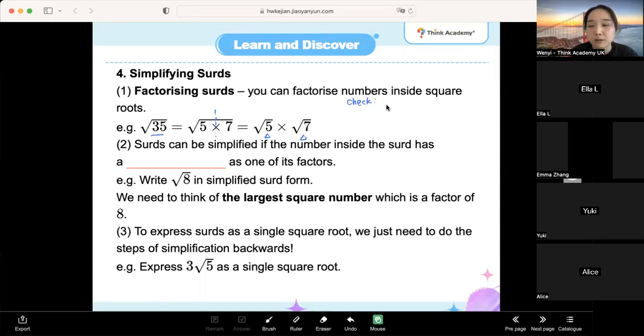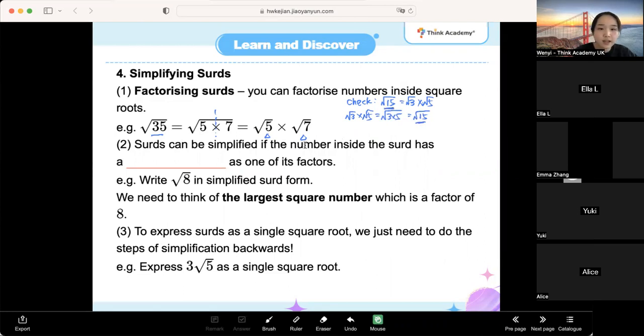And if you want to check whether your answer is correct or not, remember that factorizing is the reverse of multiplying. So, for example, if I want to check the factorizing result of this root 15 equals root 3 times root 5, then we just need to multiply root 3 times root 5 equals root 3 times 5 equals root 15. And this 15 is the same as here, so our answer is correct. And let's move on to the simplification.